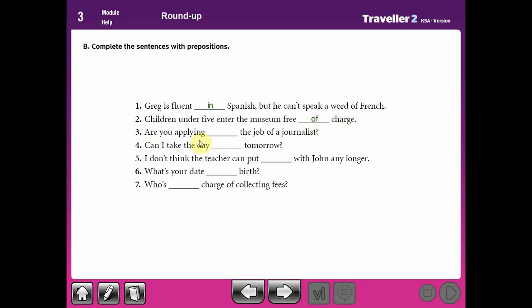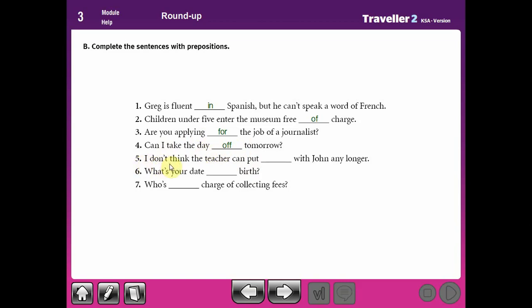Are you applying for the job of a journalist? Apply means to go to the place and give them your CV, your papers, and so on, and wait for them to tell you that you are accepted or not. So apply for. That's very good. Can I take the day off tomorrow? I don't want to come to work tomorrow, so I want to take the day to stay at home. Day off. That's very good. A day off means not to go to work, right?